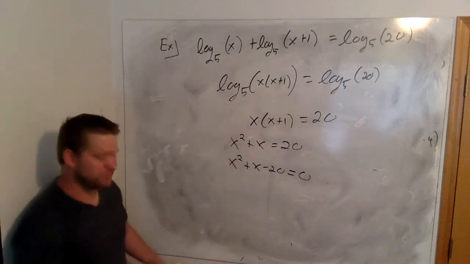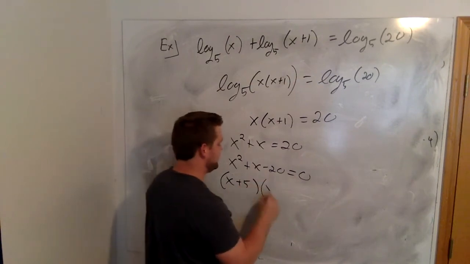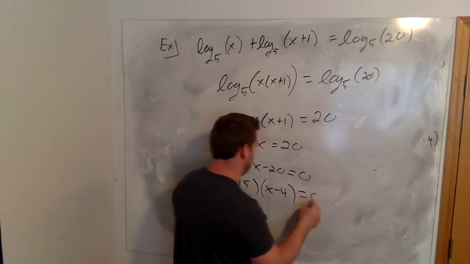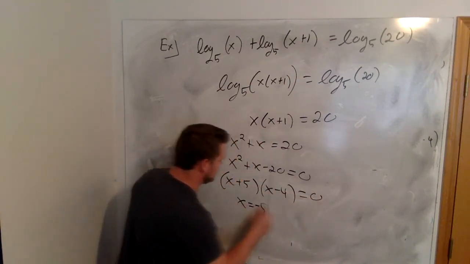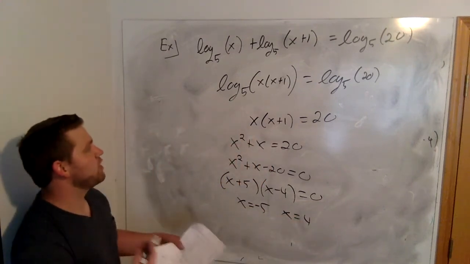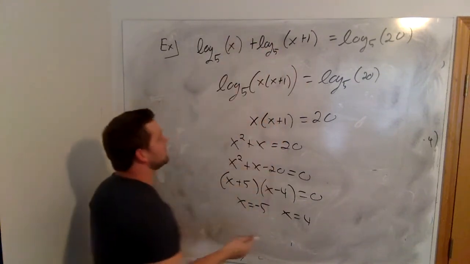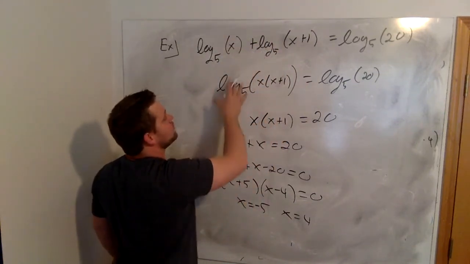This is the same problem we just did a second ago. x plus 5, x minus 4 equals 0. x could be negative 5 or x could be 4. So I just want to make a note for this problem: be careful, we just can't cancel across because of this addition. You would need to combine the logs first before you cancel.